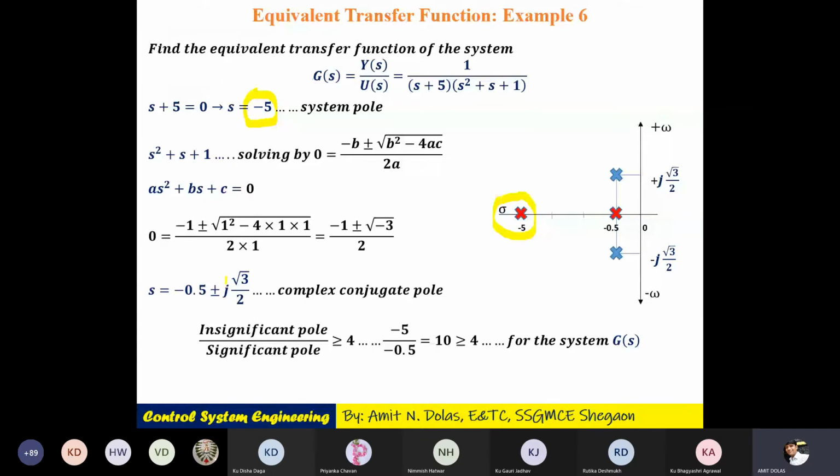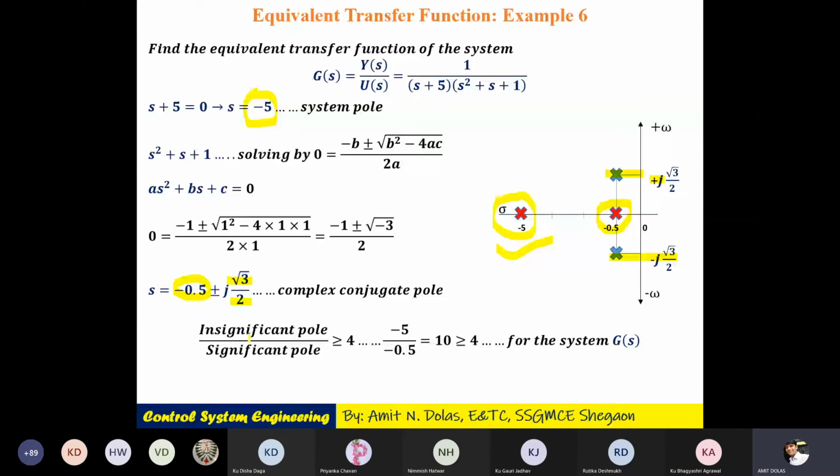Another thing to plot is plus j root 3 by 2 and minus j root 3 by 2. So its coordinate will be, of course, the real part, minus 0.5. Looking at these poles, the significant pole will be minus 0.5. The insignificant pole will be minus 5, which is far away from the imaginary axis.